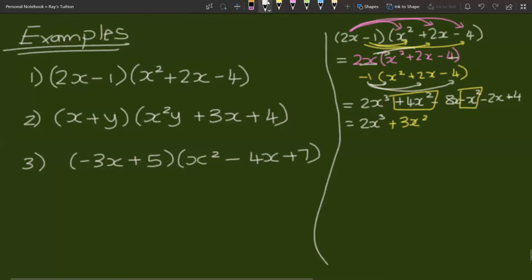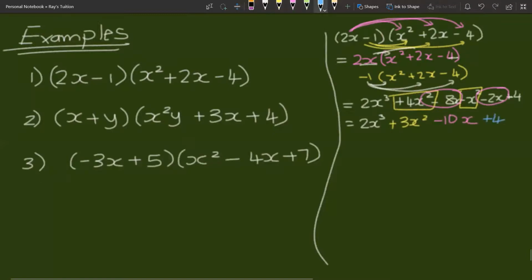Sorry, this should be an x. When we multiplied the 2x by the negative 4, we got minus 8x. I didn't write that. Okay, then we're going to group our x terms, which is the negative 8x and the negative 2x, which gives us negative 10x. And finally, we have that plus 4.